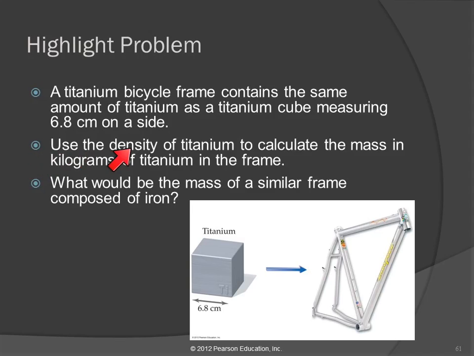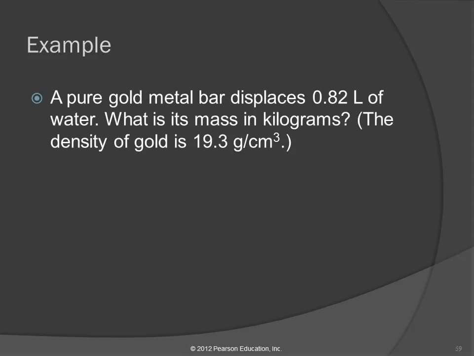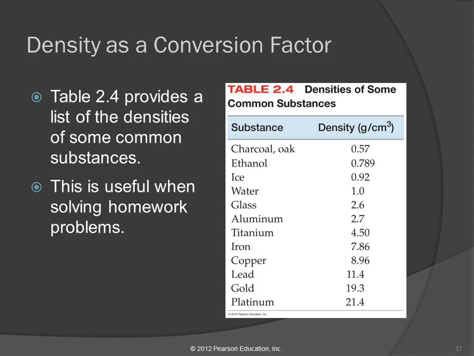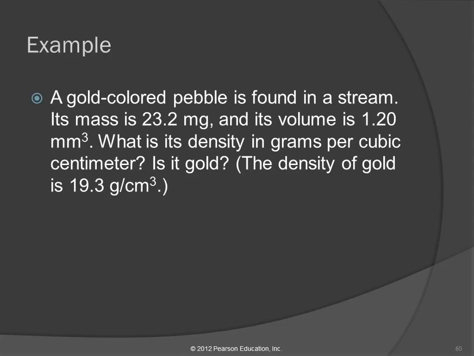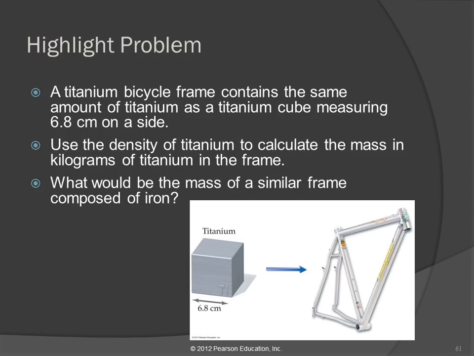So we're going to need the density of titanium, aren't we? It says use the density of titanium. So let's go find that right away. Back here, there we go. There it is. Titanium, 4.50, and the unit is grams per cubic centimeter. So 4.50. I'm going to write that down. Density equals 4.50 grams over cubic centimeters.